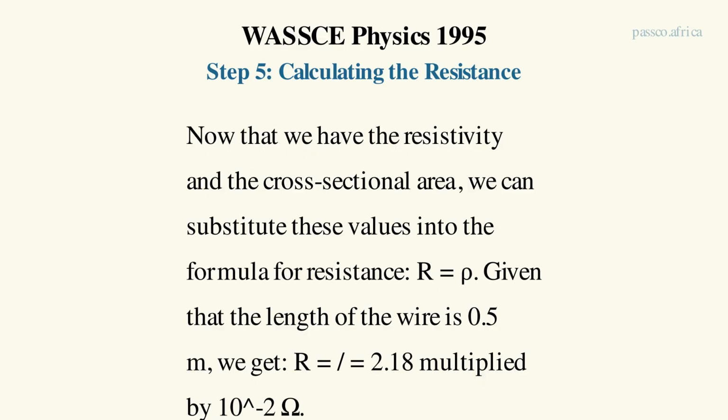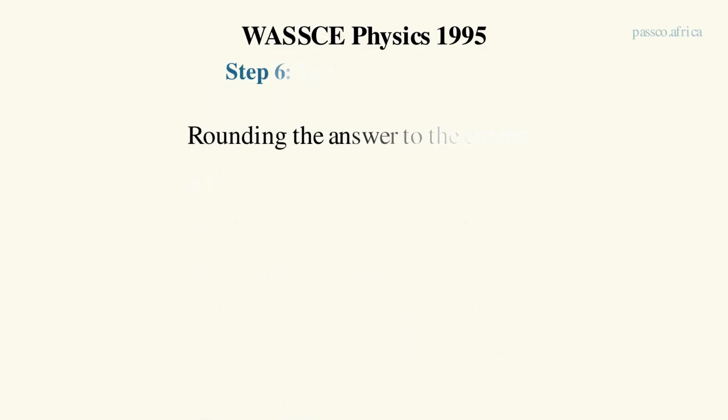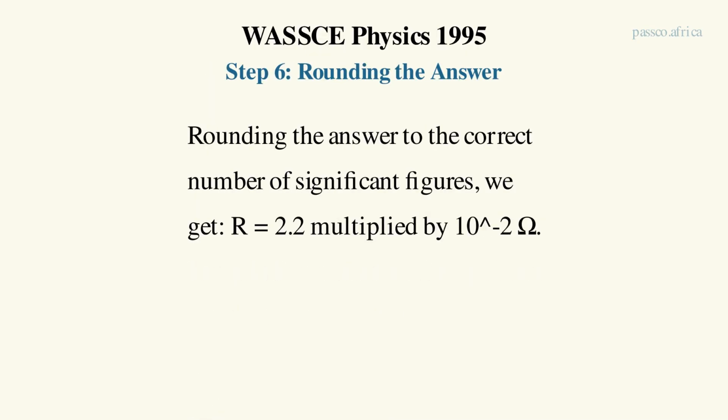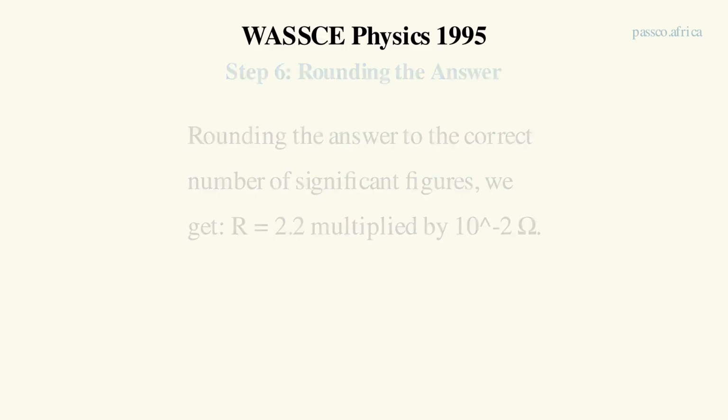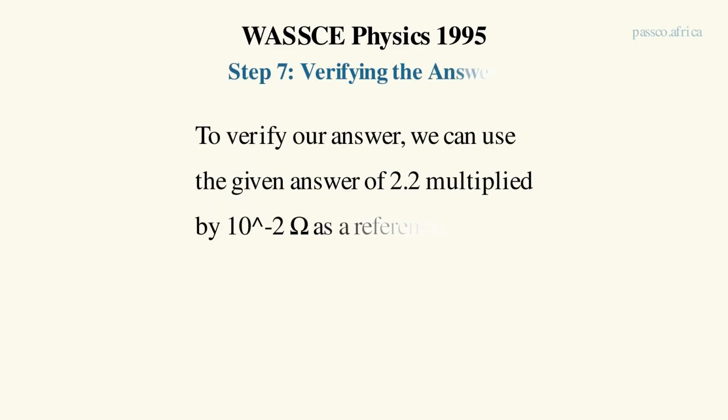Step 6. Rounding the answer. Rounding the answer to the correct number of significant figures, we get R equals 2.2 multiplied by 10 to the power of -2 ohms. Step 7. Verifying the answer. To verify our answer, we can use the given answer of 2.2 multiplied by 10 to the power of -2 ohms as a reference.